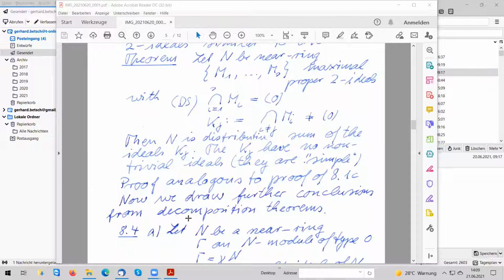And now we want to capitalize on this. If we have a radical and we form the quotient structure modulo the radical, that's one of the most important properties of the radical. Then we have radical free, semi-simple, or however you might like to call that. And now we want to capitalize on these assumptions.